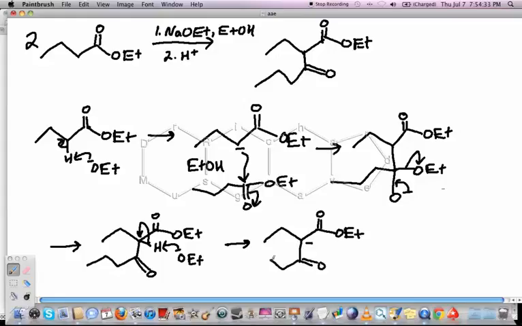Alright, so that puts a negative charge here, and remember that that negative charge is very stable. So as soon as this forms, OEt minus will come along and we will get that proton removed. The purpose of the H plus in the second step is so that we can add that to the negative charge and we end up with our product.